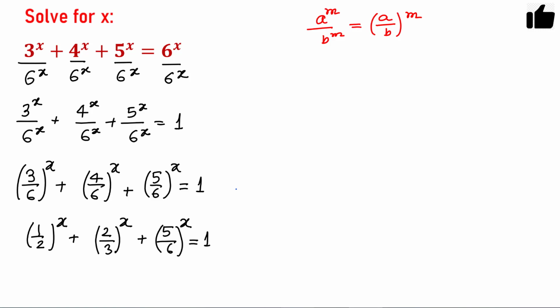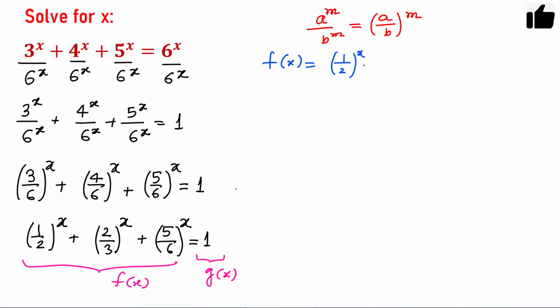Now what should I do next? So what I will do is I will find the solution of this equation by inspection, and then we will prove that this equation has only one solution. So let us try to see what I want to say. Let us say this part of the equation is f(x) and this is g(x). This means f(x) is this function: (1 by 2) raised to the power x plus (2 by 3) raised to the power x plus (5 by 6) raised to the power x, and g(x) is simply 1. g(x) is a constant function, g(x) is equal to 1.